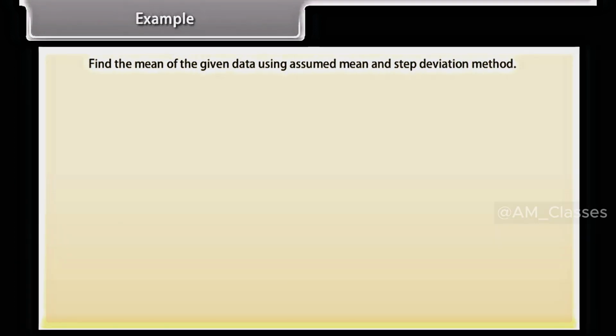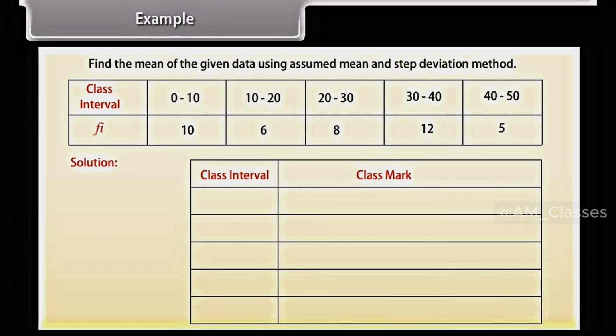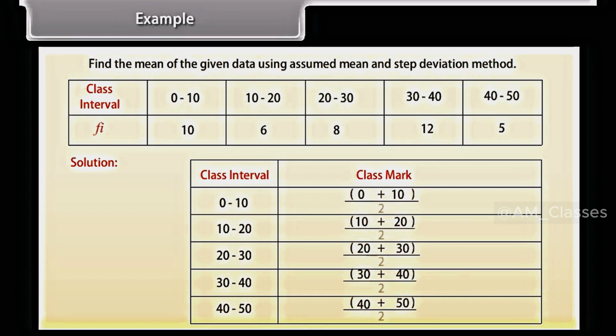Example. Find the mean of the given data using assumed mean and step deviation method. Solution. First, we find the class mark for each class interval by using the formula. Class mark equals upper class limit plus lower class limit upon 2. Let assumed mean A is equal to 25, h equals 10.